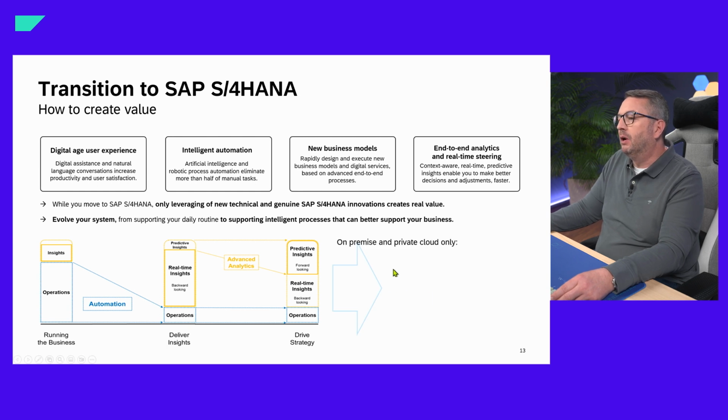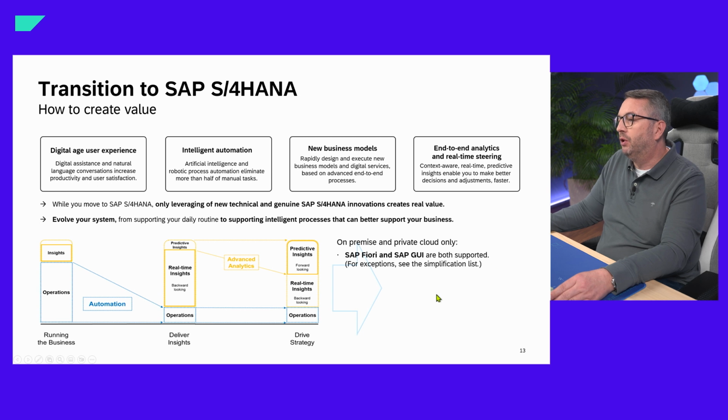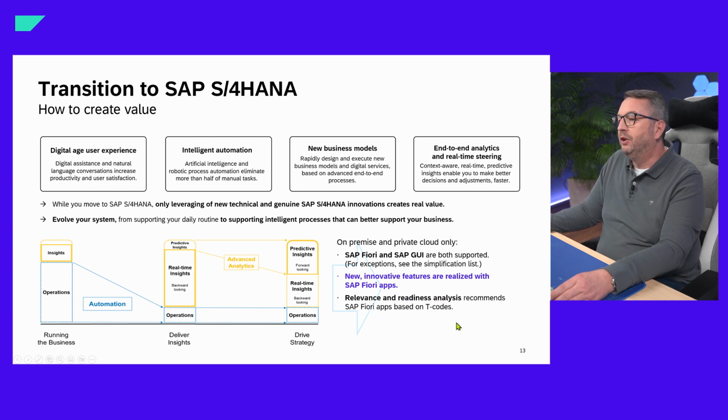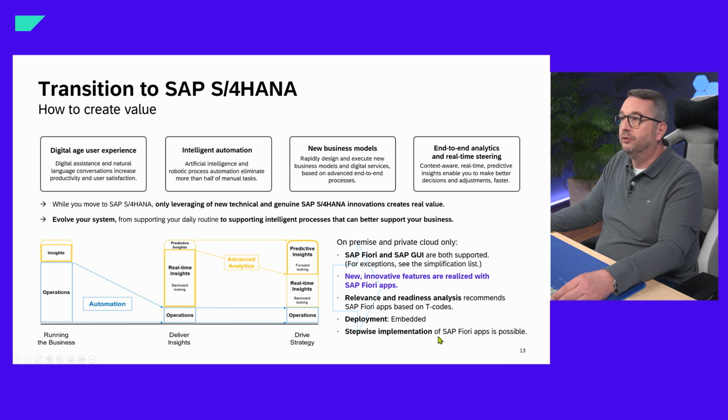However, if you want to do so, you need to know, especially in the case of on-premise and private cloud only, that SAP Fiori and SAP GUI are both supported in those products. However, whenever you think about new innovative features, they are only realized for SAP Fiori apps. So in order to use innovations, you have to invest in Fiori. The relevant readiness analysis recommends SAP Fiori apps based on the current business processes you're using, so you can analyze your system and we give you recommendations where you can innovate in that area. The deployment for the SAP Fiori infrastructure is always embedded, and of course you can do a stepwise implementation of Fiori apps. This is possible.